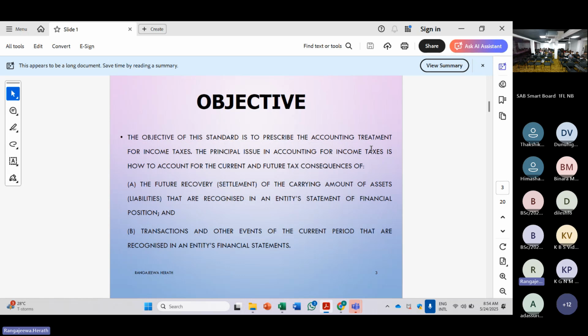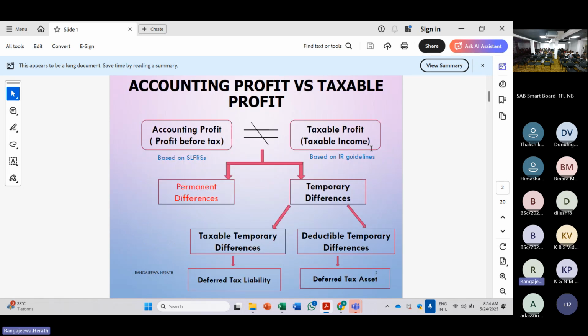So basically, even though principally the temporary difference arises from accounting profit and taxable profit, this accounting profit and taxable profit is a single figure considering all adjustments. So that might include some taxable temporary differences and some deductible temporary differences, right?